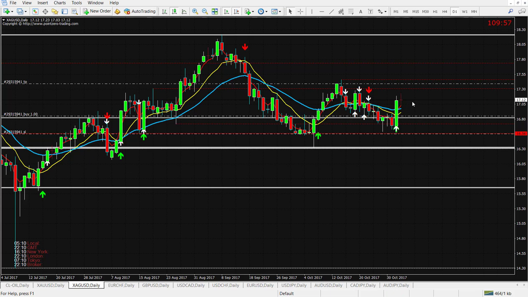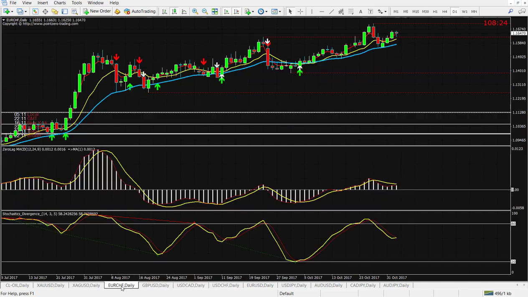A doji is an indecision point where neither buyers nor sellers are strong enough to push the price in one direction, so the price stays at the same open position. As you can see, the open and close are the same, and this shows indecision in the market. So let's see what happens tomorrow and next week. I'm in a good position here. Actually, I had a couple of bad positions. The GBPUSD, when I go there, I will show you.